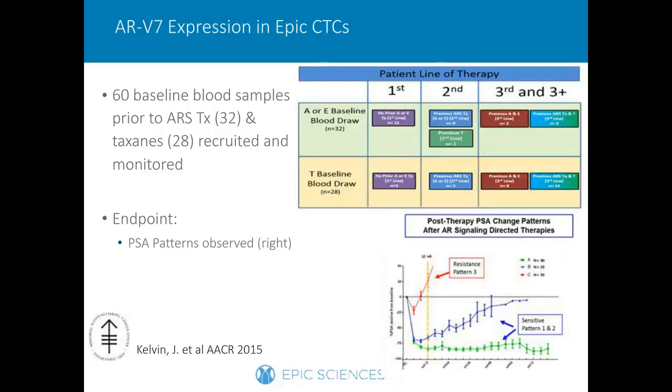So we wanted to look at a single cell assay, taking an ARV7 antibody and further characterizing the CTCs, looking for the expression of ARV7 in the nucleus of our EPIC CTCs. This is work we did in conjunction with Memorial Sloan Kettering and Howard Scher's group. We took 60 baseline blood samples from patients prior to their treatment with either AR-targeted therapies or chemotherapy with taxanes. We took baseline samples prior to first line, second line, or third line treatments, and then the patient response was measured by their PSA pattern. Did the PSA just go up following treatment, or did they show some initial response?